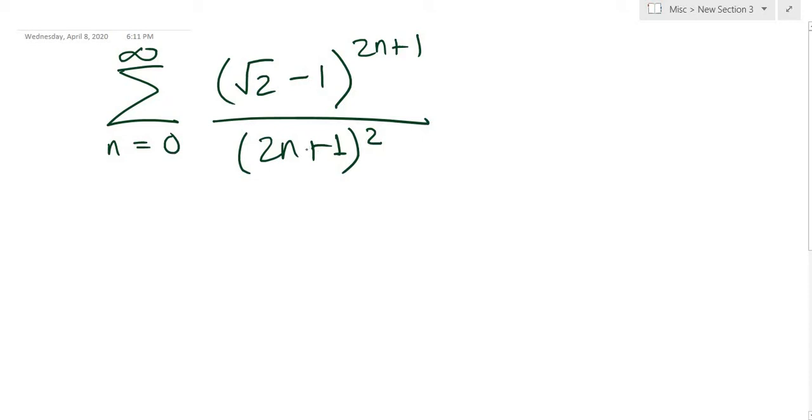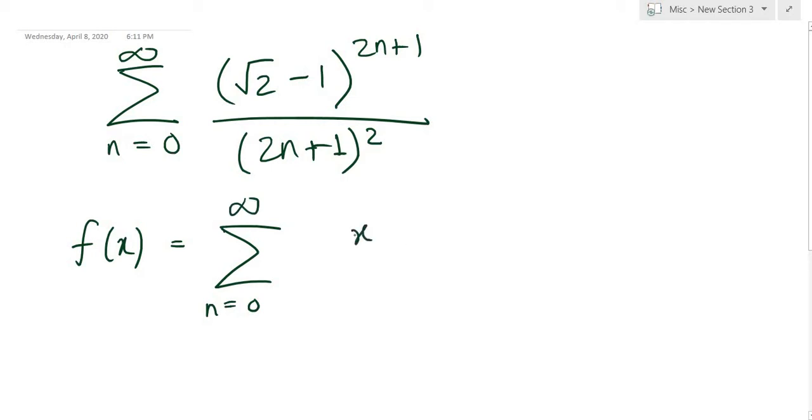So I just want you to notice that this square root of 2 minus 1 is a relatively arbitrary value because it does not depend on n. So, instead of having an arbitrary value inside, let's define a general function, call it f of x, which is defined as the sum from n equals 0 to infinity of, instead of this square root of 2 minus 1, we can have x to the 2n plus 1th power divided by 2n plus 1, the whole thing squared.